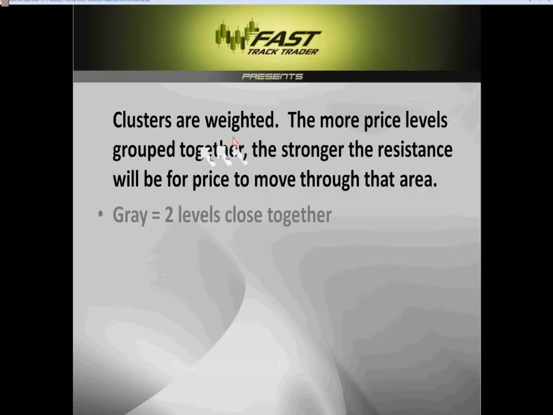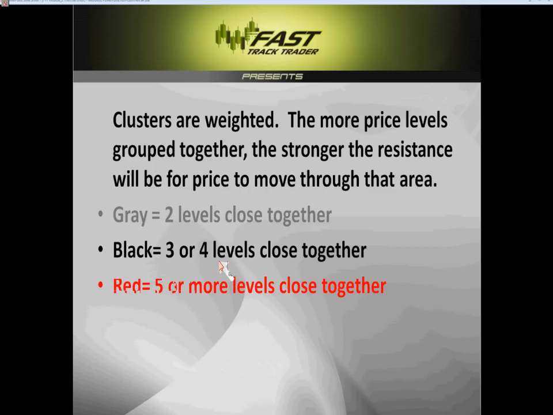Now, this is cool. Clusters are weighted. The more price levels grouped together, the stronger the resistance will be for price to move through that area. Gray is when there's just 2 levels close together. If it's a black price label, you'll see there's 3 or 4 levels close together. If it's red, that means 5 or more levels are close together.